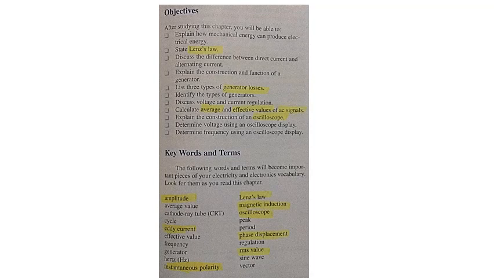Some of the keywords and terms used in this chapter are amplitude, average value, cathode ray tube or CRT, cycle, eddy current, effective value, frequency, generator, Hertz or Hz, instantaneous polarity, Lenz's Law, magnetic induction, oscilloscope, peak, period, phase displacement, regulation, RMS value, sine wave, and vector.